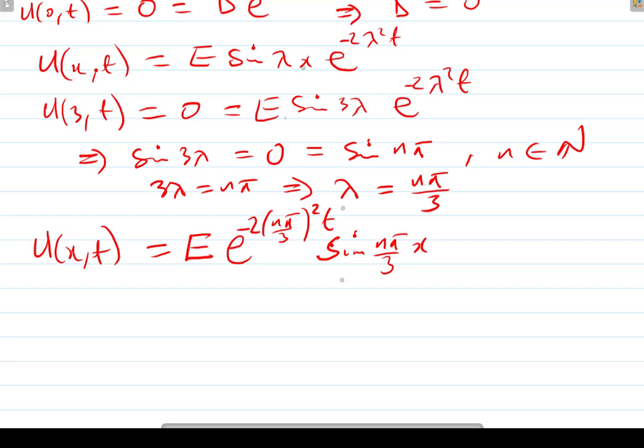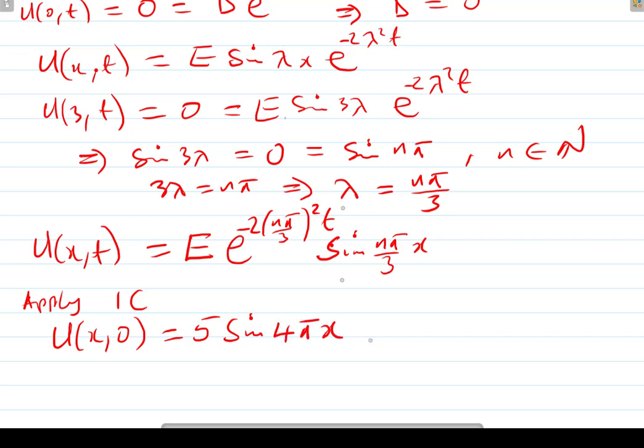Here we substitute. After applying boundary conditions, now we apply the initial condition. The initial condition says u(x,0) is given by 5 sin 4πx. This is the initial condition given. So what does it mean? We substitute here in this one: where there is t, we put 0. Once we put 0, e to the power 0 is just 1, so it will be E.